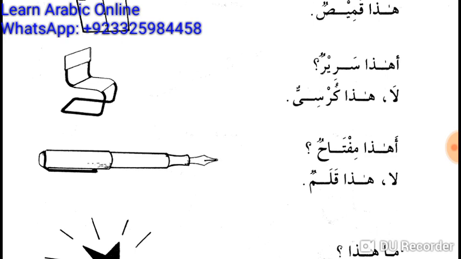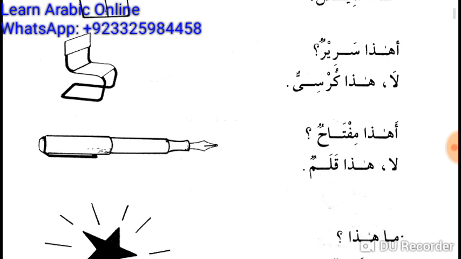And it says La, haza kursiyun. This is a chair. Okay. Ahaza miftahun. Is this a key? Miftah means key. Is this a key? La, haza kalamun. No, this is a pen. Okay. Ma haza. What is this? Haza najmun. This is a star.